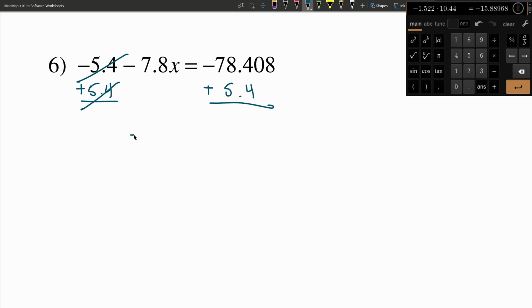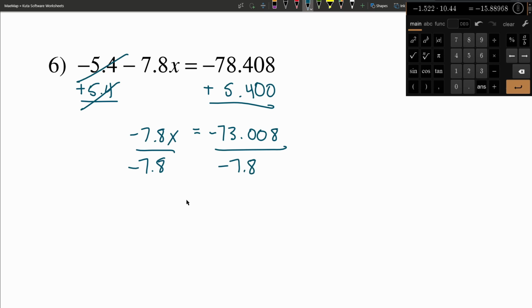Doing so, I'll get a negative 7.8 times x on my left-hand side equal to negative 78.408 plus 5.4, which is going to be negative 73.008. And we can do this one in our head. Now, our last step, just divide by that negative 7.8 in order to isolate x.